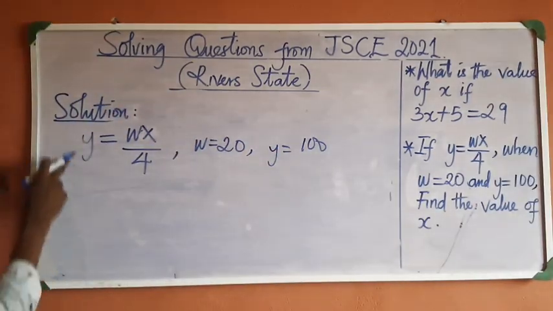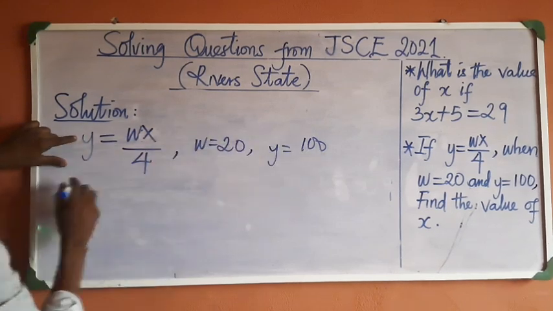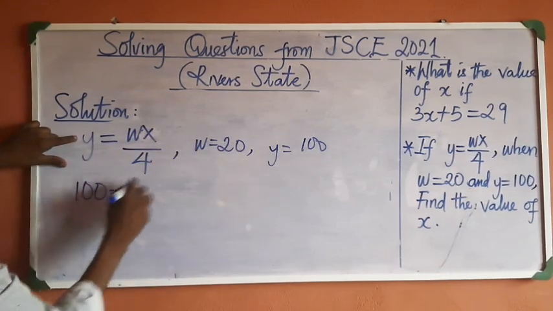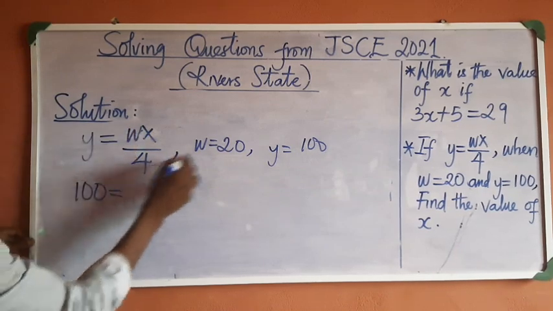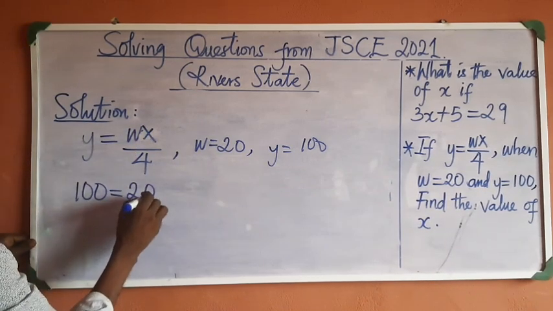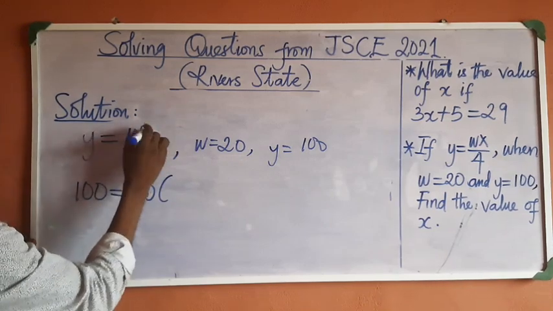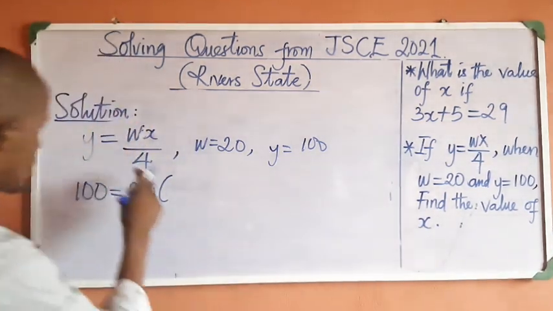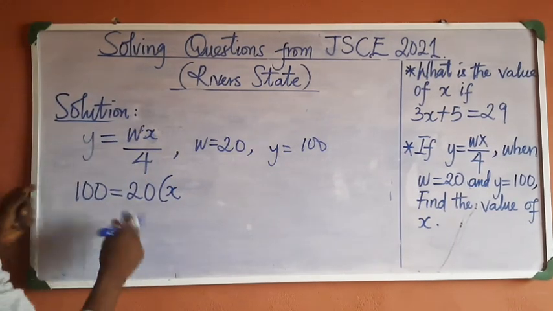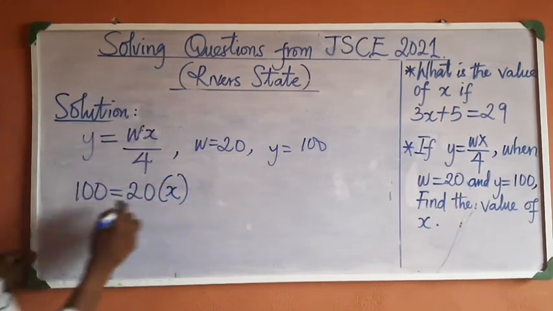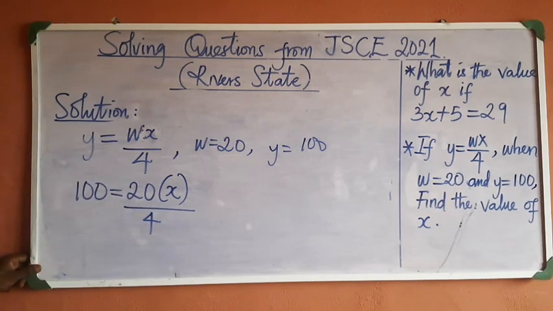So we proceed. You can see that we see Y here. So this Y is replaced with 100, equals to W is replaced with 20. As you can see, and then I have x. It's x, so that it doesn't look like a multiplication table. I have my x in the bracket, all over 4.